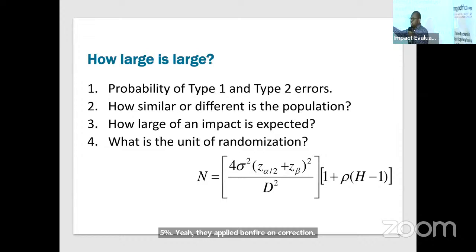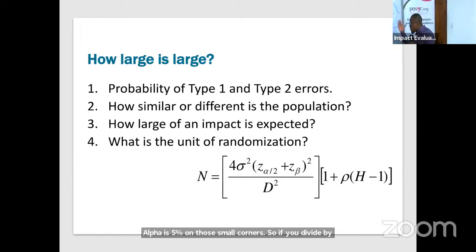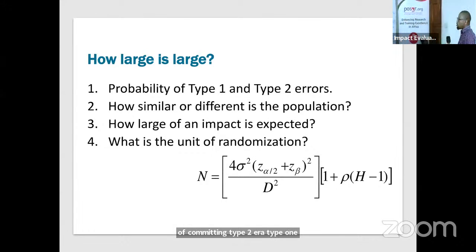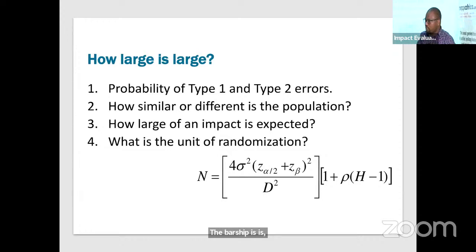Because when you do the bell shape, remember the bell shape in statistics, you have two tails. Here is 0, you have the left tail and the right tail. So alpha is 5% on those small corners. If you divide by 2, you're saying it's 2.5% on this side, the risk of committing type 1 error, and on this side, 2.5%. You are spreading the risk because it's a mirror. The bell shape is symmetrical. Yes, it is symmetrical. It's me now trying to make this point much clearer.